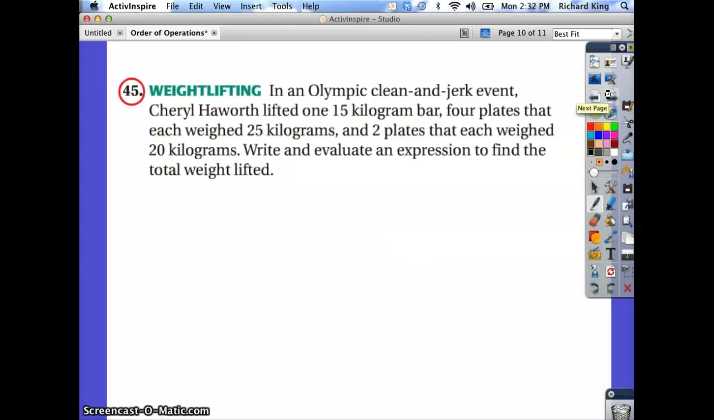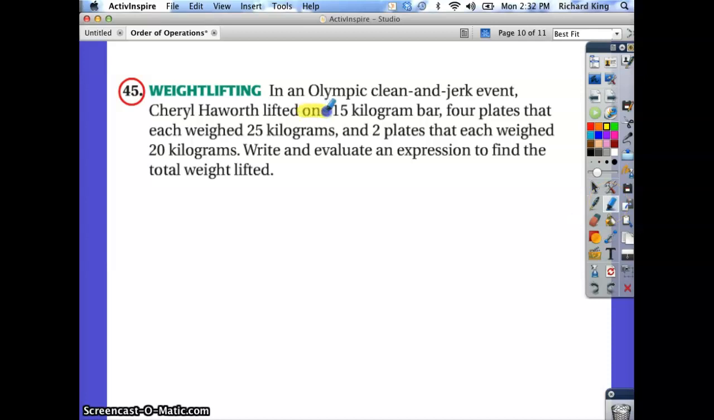Let's finish up with a word problem. In an Olympic clean and jerk event, Cheryl Hayworth lifted one 15-kilogram bar, 4 plates that each weighed 25 kilograms, and 2 plates that each weighed 20 kilograms. Write and evaluate an expression to find the total weight lifted. So here we have to come up with our own expression and then evaluate it from there. So let's see what we have to start with. Let's highlight what information is important here.